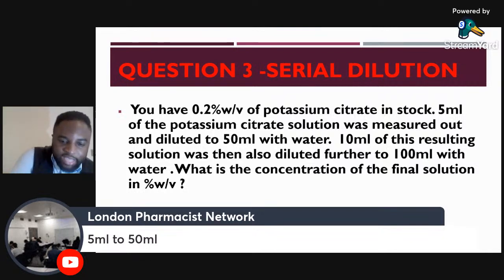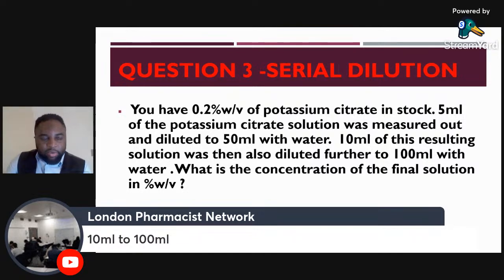What about from 10 ml to 100 ml? What is the dilution factor? Divide the big one by the small one, and the dilution factor is also 10 in this case.